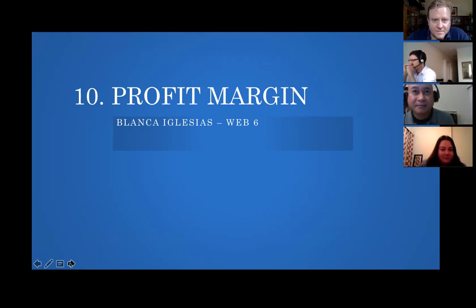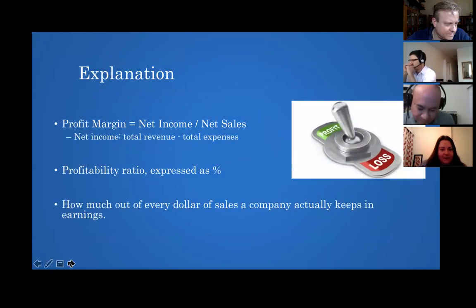Profit margin. Yeah, so profit margin as a formula is net income divided by net sales. Income is revenue minus expenses. In expenses, you can put all the expenses that a company may have. It's a profitability ratio, and it's expressed as a percentage. Basically, it measures how well a company manages its expenses relative to its net sales.